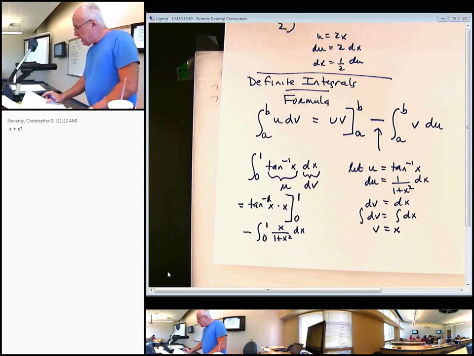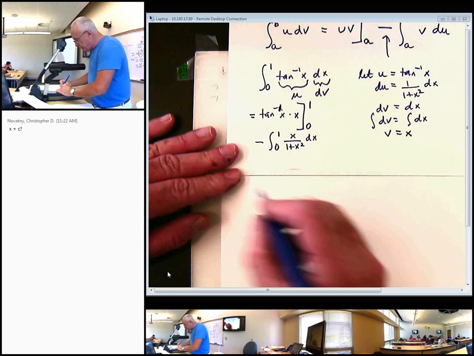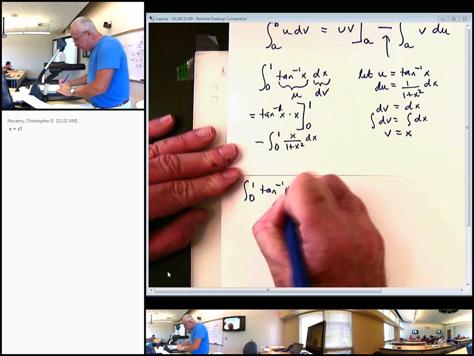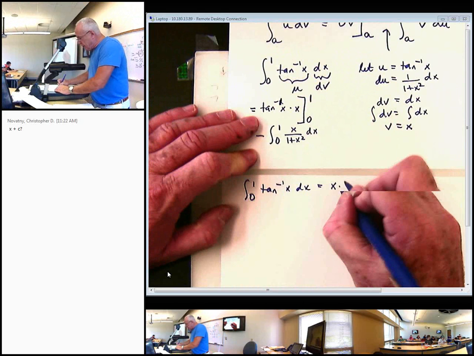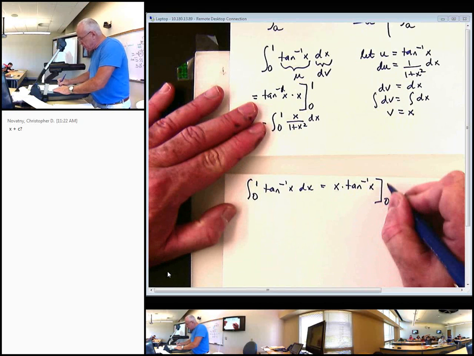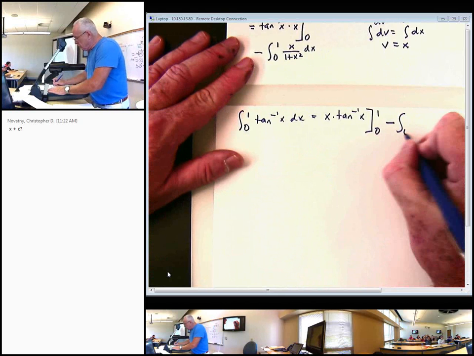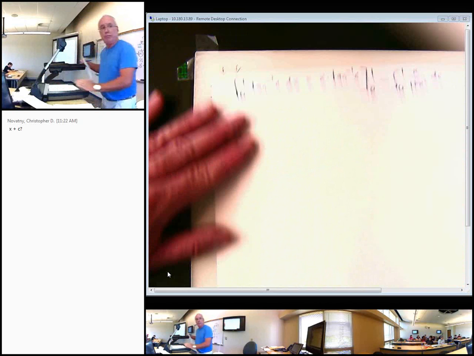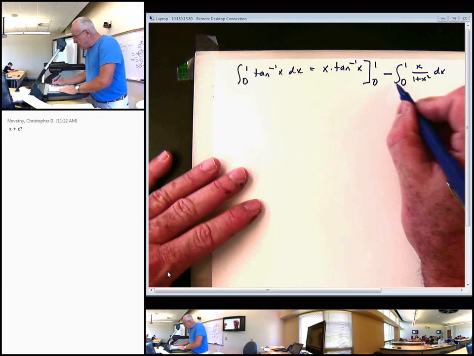But let's now go off here. Let's figure out. So let me write this down here. We've got the integral from 0 to 1 of tan inverse of x dx. We found out that it's equal to x times tan inverse of x, and we're going to do those limits from 0 to 1, minus the integral from 0 to 1 of x over 1 plus x squared dx. So we've got to figure out this one right here.